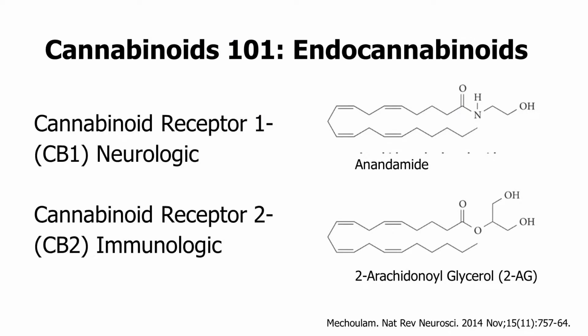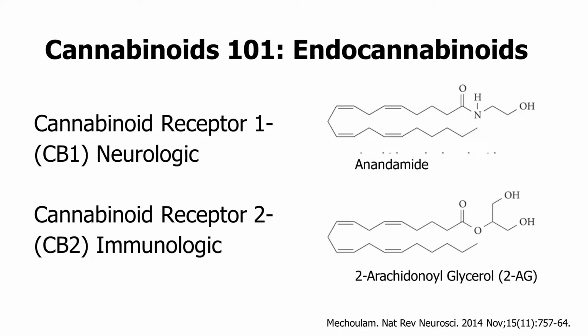And there are two receptors that they act on. Cannabinoid receptor 1 is largely a neurologic receptor. It is located in the brain and in the spinal cord, and it controls most of the things that you typically think of marijuana as doing. It controls pain, it reduces anxiety, and it increases appetite.